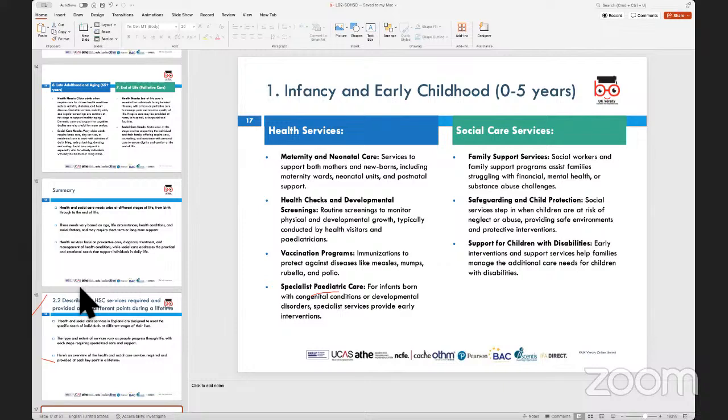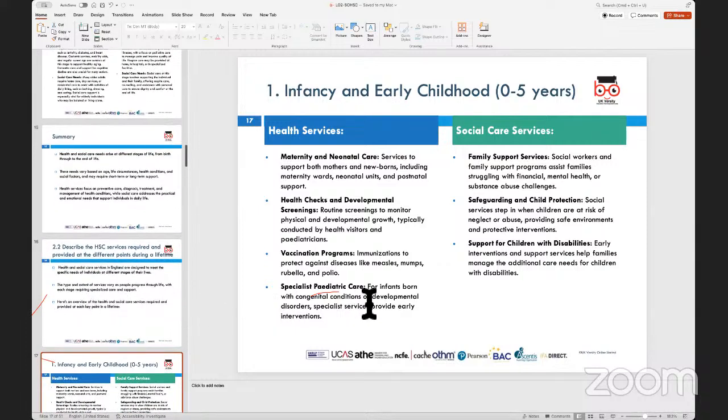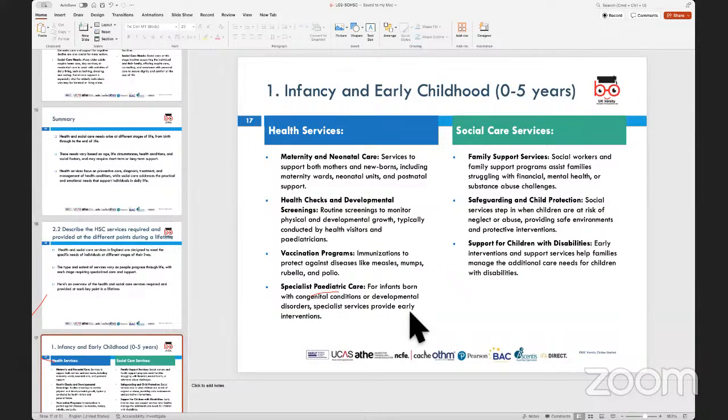So I know that in the earlier assessment criteria, we talked about what kind of services can be provided, but here we would need to take up examples to define and describe these health and social care services. So it's pretty much the same, but what I would want to do is basically give one or two examples.